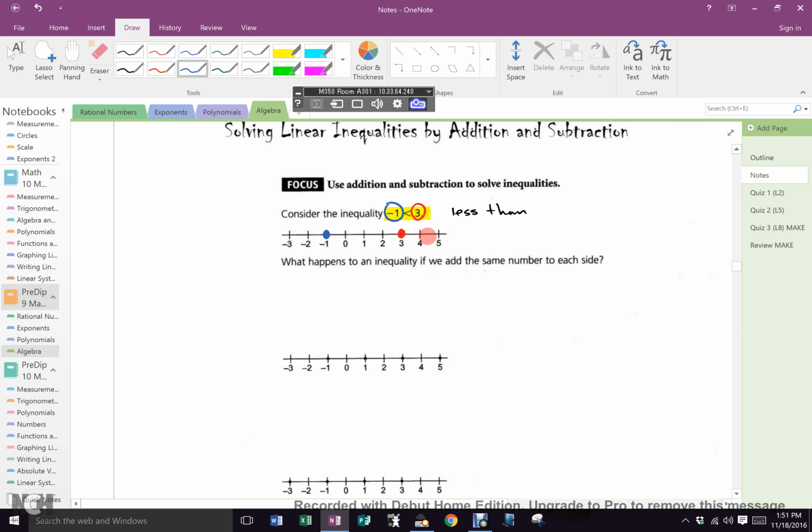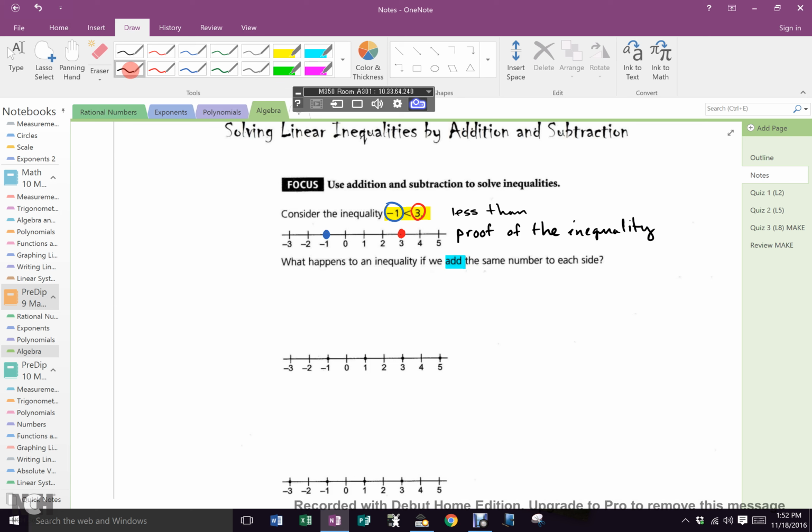What does this prove? This is our, I want to write that in black. This is our proof of the inequality. And what is our proof? That -1 is less than 3 because it is where? To the left on the number line. Right? Okay.